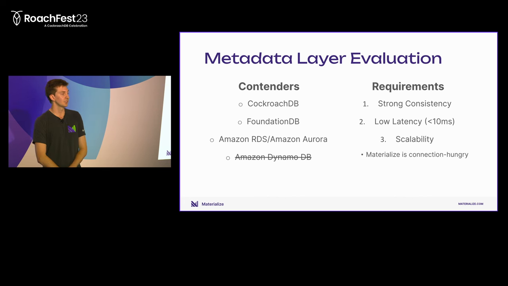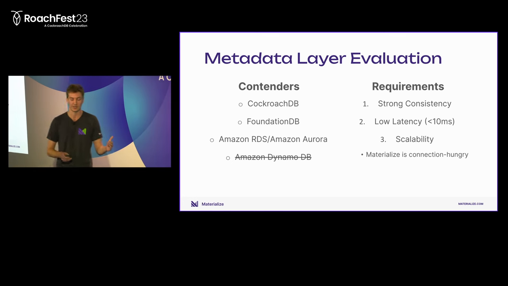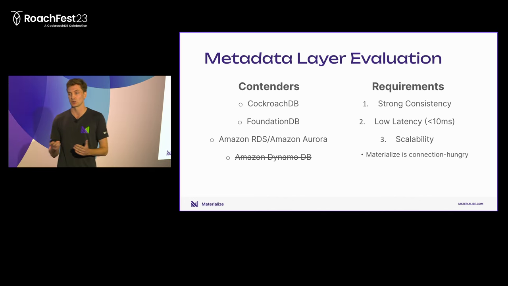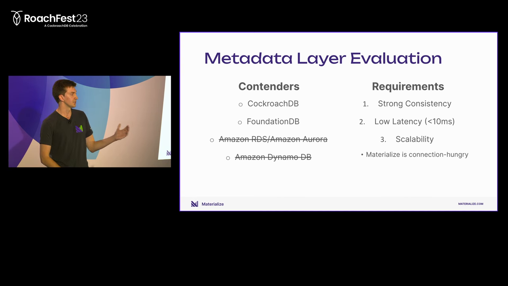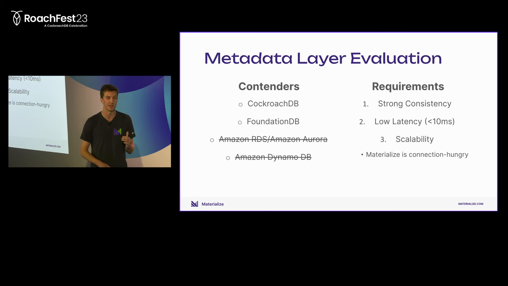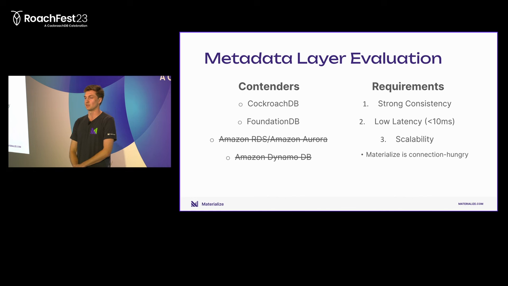The next requirement was scalability. Materialize is relatively connection hungry. All of our compute and storage pods open individual connections to the metadata layer. And in fact, they might open a couple of connections for connection pooling. So you can see very quickly how even just a single user might have tens or hundreds of connections to our metadata layer, and that eliminated RDS and Aurora. During this evaluation phase, we saw that these products had a hard cap of 5,000 connections, and that just didn't work for us. Very quickly, we'd run into those scaling limits.